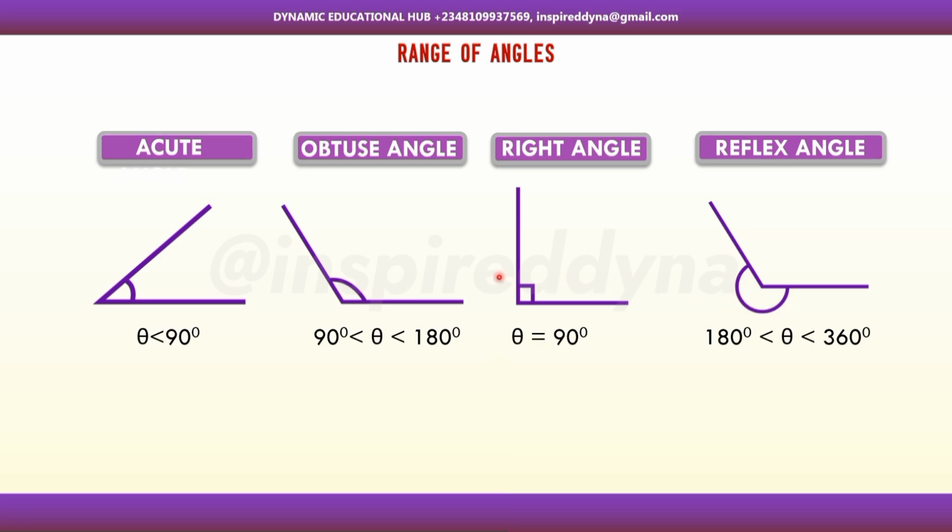So if you decide to measure the angle outside here, you are reflexing the angle. That is, we are going to get a reflex angle. And if you decide to measure the angle here, that's a reflex angle. When you decide to measure the angle outside here, that is a reflex angle. So examples of reflex angle: 181, 220, 230, 259, 286. Any angle between this range, they are known as reflex angle.